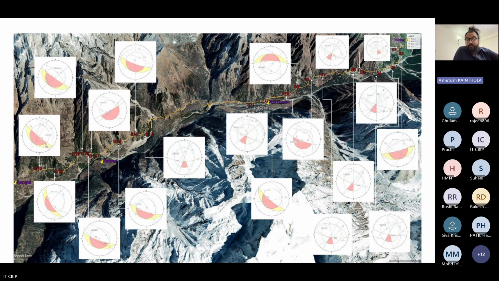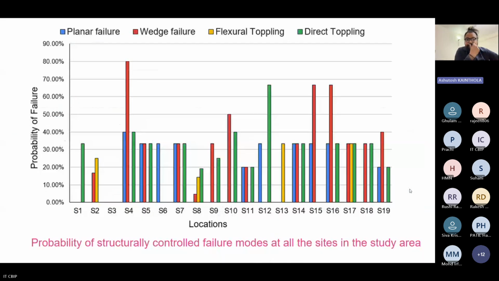I'll repeat again, it won't tell if the failure will take place or not. It will tell you the propensity, that is, the likelihood of a specific type of failure to take place or not. Again, moving on to the next slide, please.